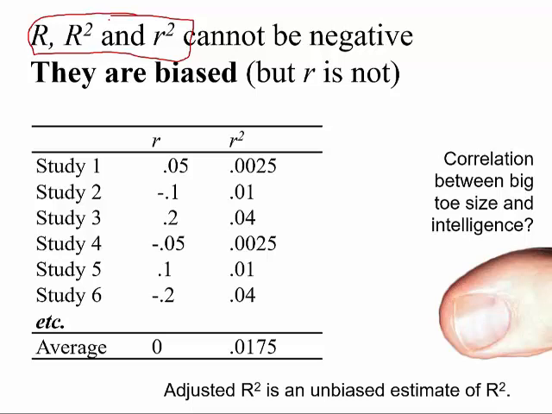So that's the key take-home message here: capital R squared and lowercase r squared cannot take on negative values. Therefore, they are biased. They will give us estimates that are always going to be, on average, a slight overestimate of what the true population parameter is.